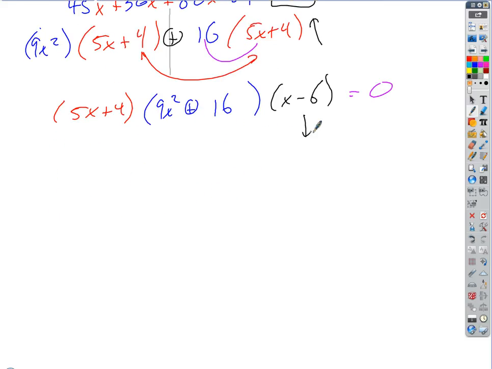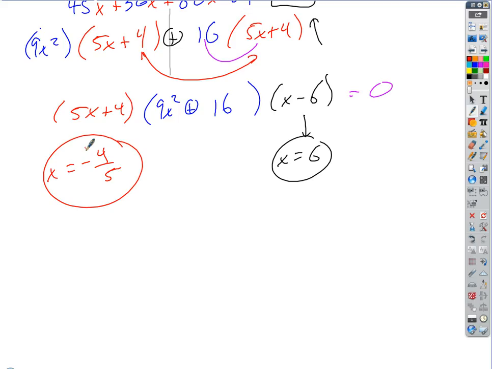Well, we already have this one, 6. How about this guy? Yeah, if I subtract the 4 to the other side and divide by 5, negative 4/5. What about that one? Not real. It's not going to be real, is it? What are some ways you know it's not going to be real?